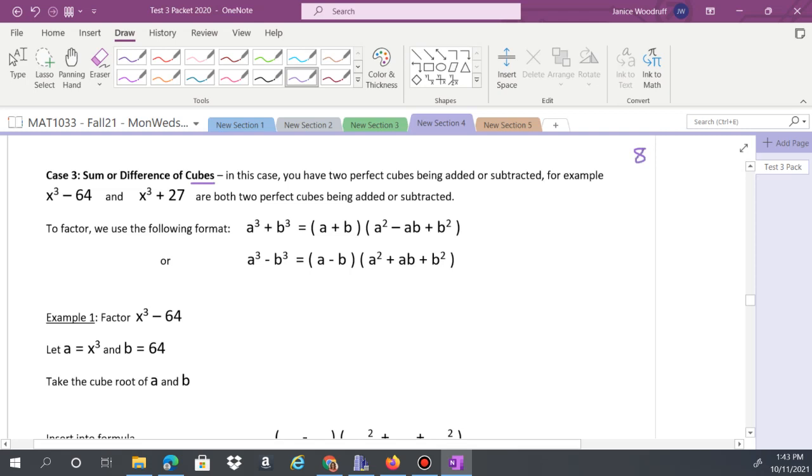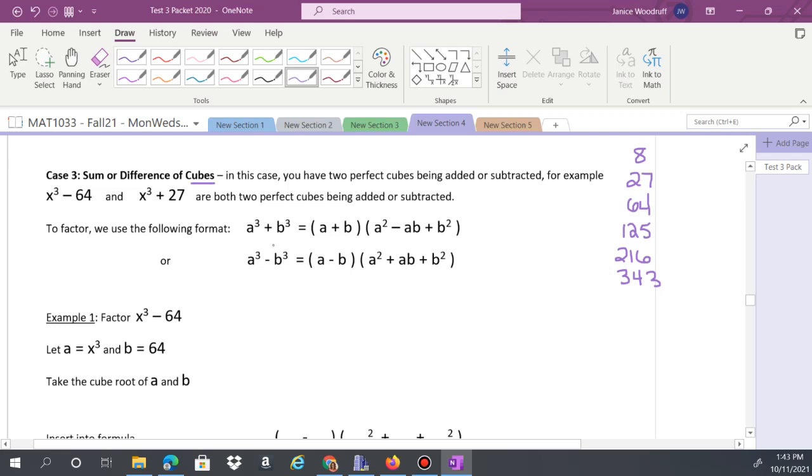Remember, it was 8 for 2 cubed, 3 cubed was 27, 4 cubed 64, 5 cubed 125, 6 cubed 216, and 7 cubed 343. That should be most of them. So you recognize those as well. When you see those together, either plus or minus, then you're going to follow this format to do them for factoring. So you're going to find a and b, and then it's a plus or minus b, then a squared plus or minus ab plus b squared.